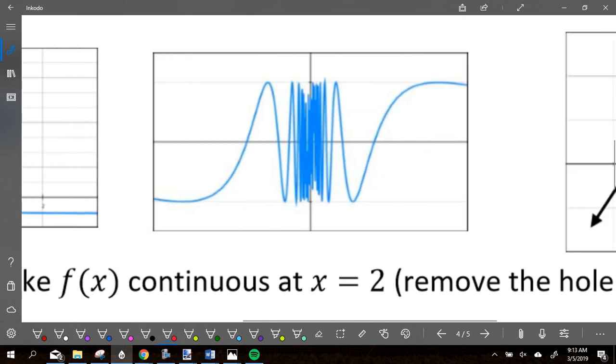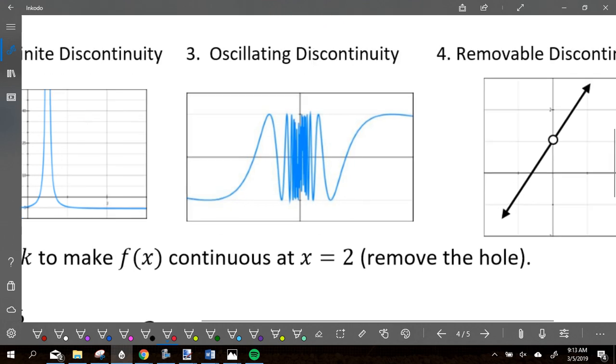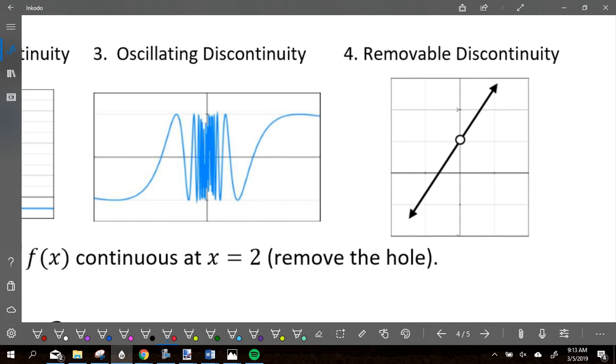The next one is called oscillating discontinuity. This one's probably the most rare out of each of them. You start getting these points. It looks kind of like it's continuous, but it's not. If you graph this in your calculator and it just starts going back and forth like that, it's because it's jumping values in there. It is not continuous. And the fourth one's the one we care about the most, removable discontinuity.